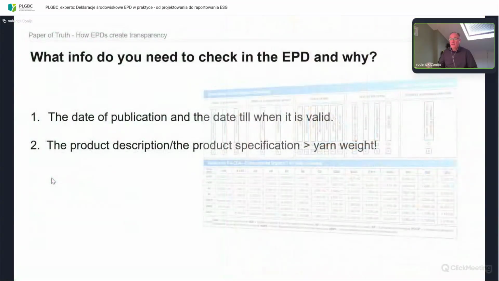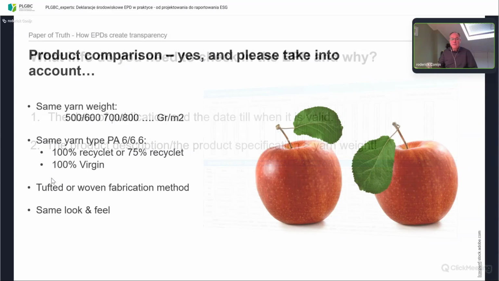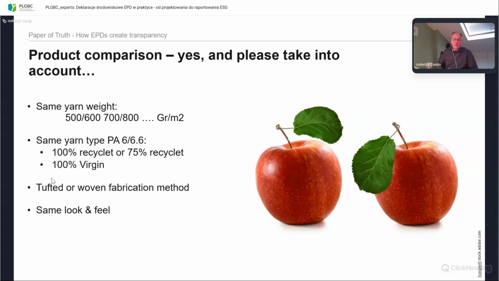What's really important if you start using EPDs is that you verify if it's still valid. So you need to look at the publication date and until when the EPD is valid. And then, of course, the description of the product, the product specification, and of course, the yarn weight. Why yarn weight? It's quite simple. The more mass a product has, the higher the impact a product will have. So in comparison, for example with carpet tiles, take into account what the yarn weight is.